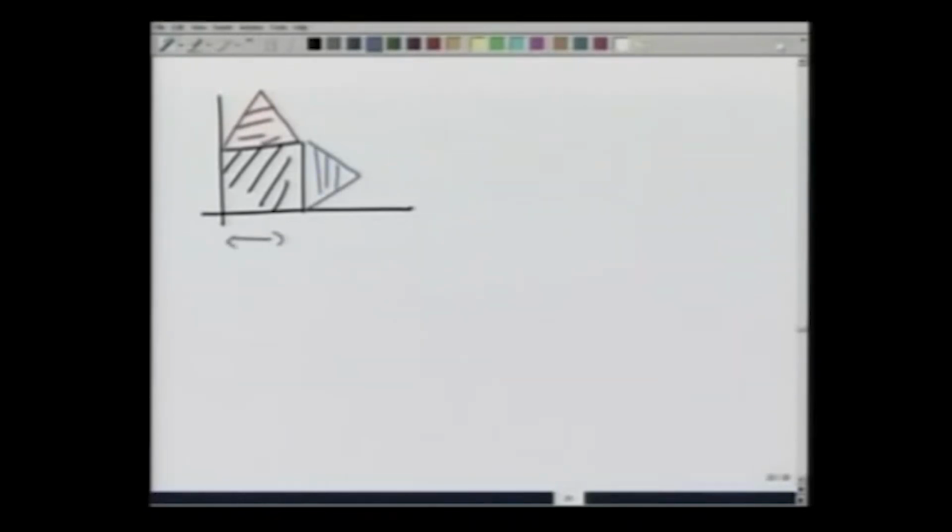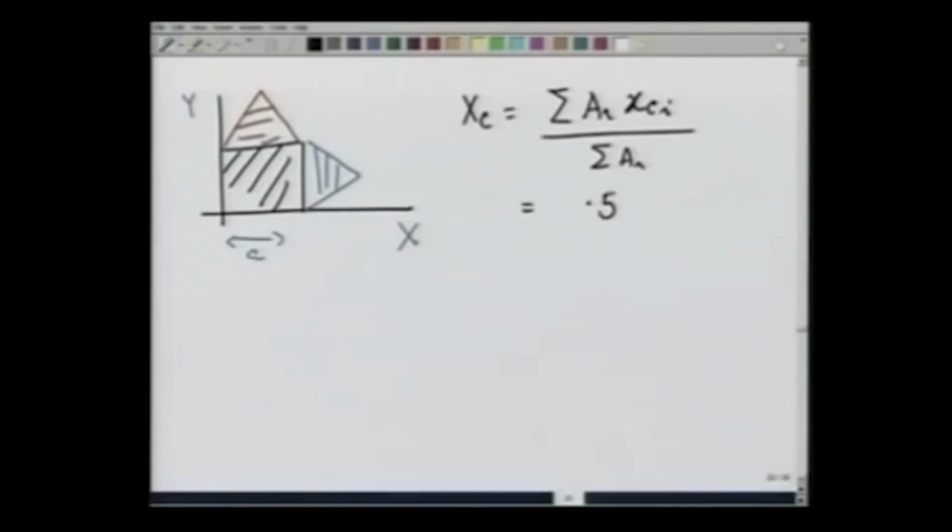this is A, X, Y, I get XC to be summation AI XCI, I am writing a general formula, divided by summation AI, which comes out to be 0.594 A, slightly to the right of the centroid of the square, which is expected because of the area added onto the right, it shifts to the right, and similarly you can calculate YC to be again 0.594 A.